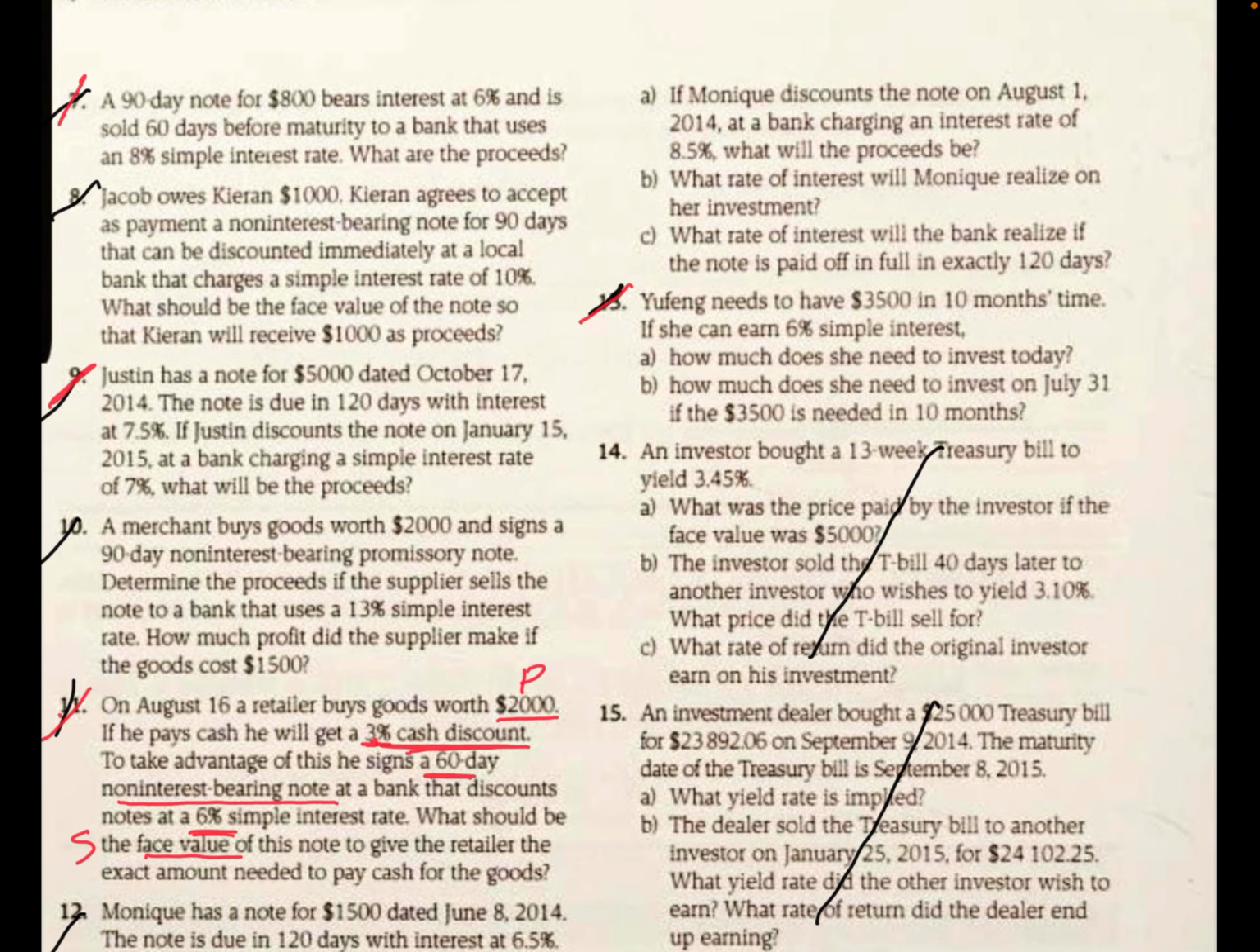Let's do number 9. Justin has a note of $5,000 dated October 17, 2014. The note is due in 120 days with interest at 7.5%. If Justin discounts the note on January 15, 2015 at a bank charging a simple interest rate of 7%, what will be the proceeds? Notice here, he gives you the year.